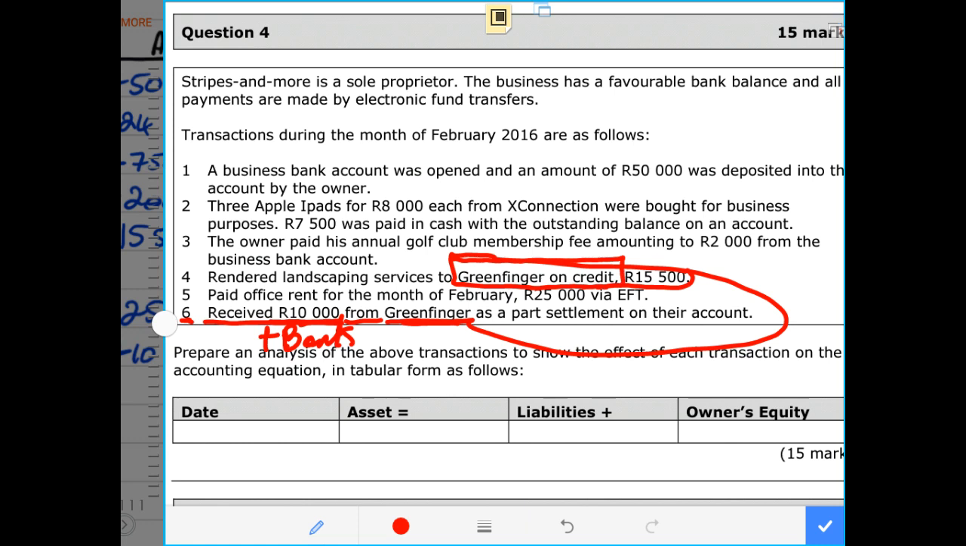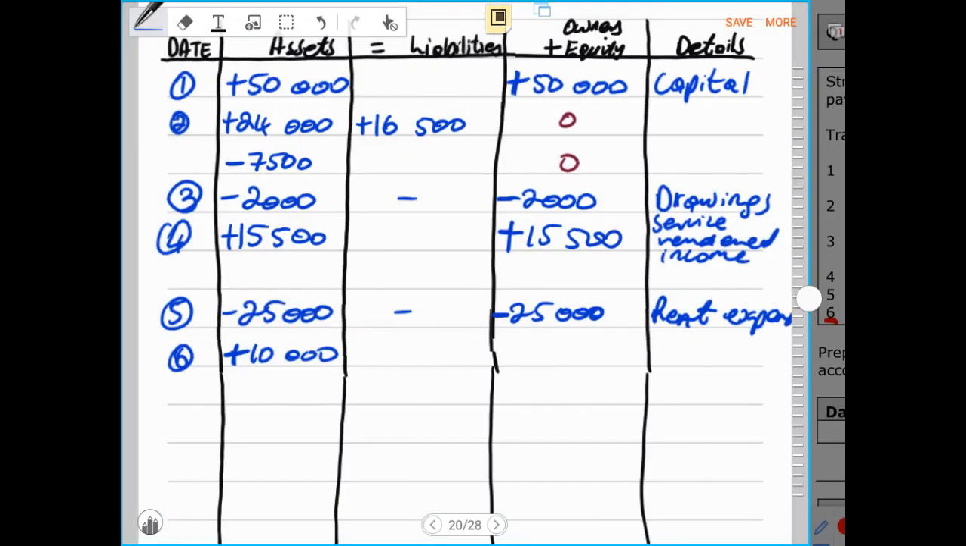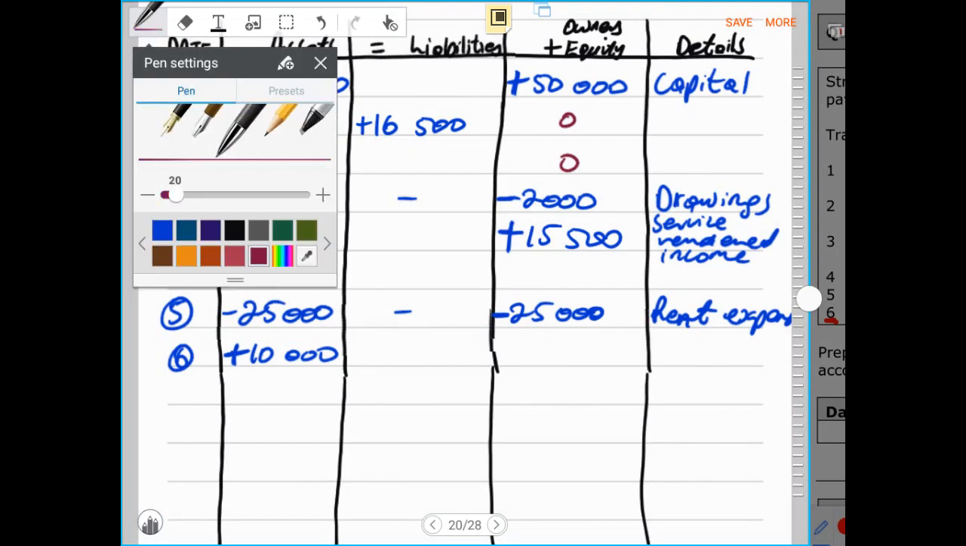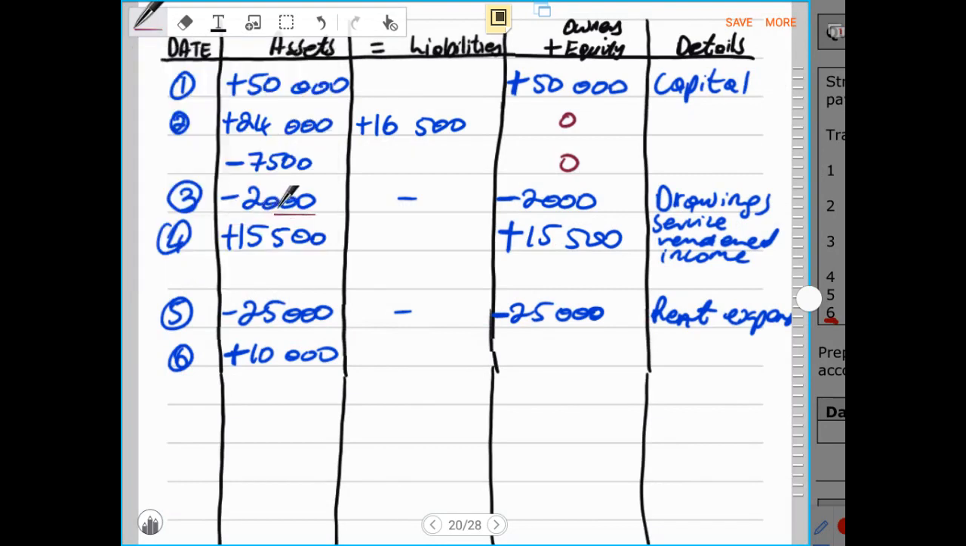Then we expect that account receivables must be decreasing because the customer is paying us back. So the account of the customer must be decreasing by the amount the customer has paid. They say it is part settlement on their account. So the customer does not pay the full amount. Remember, previously we rendered a service to Greenfinger, that was number 4, and this amounted to 15,500. He does not pay the full amount, but only 10,000.